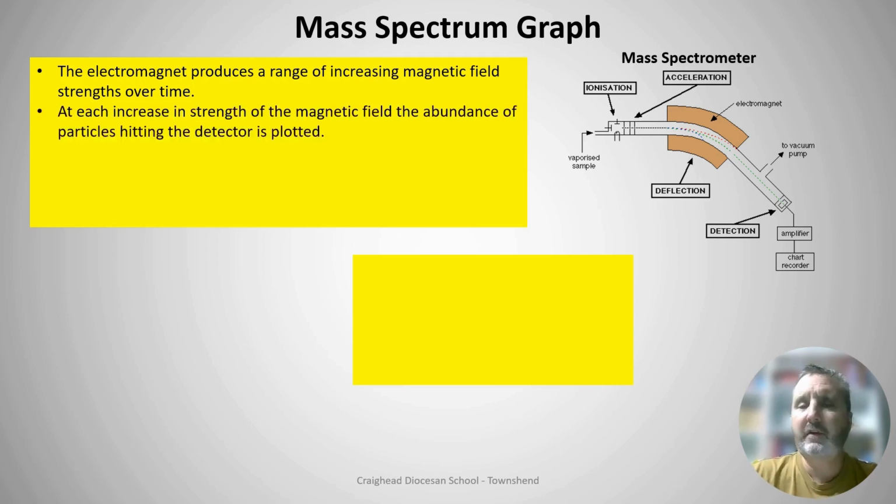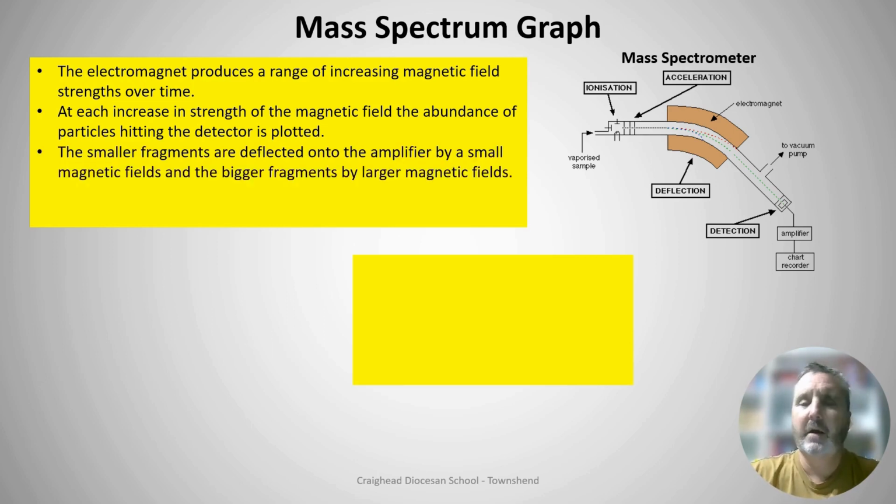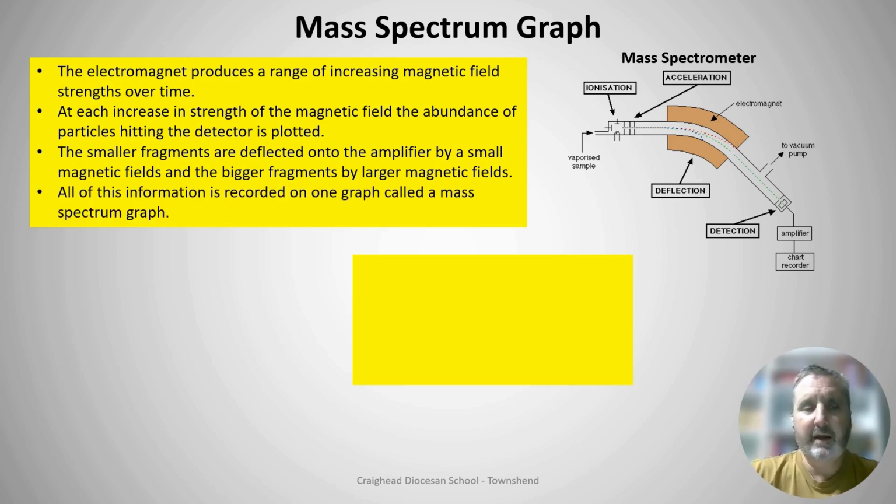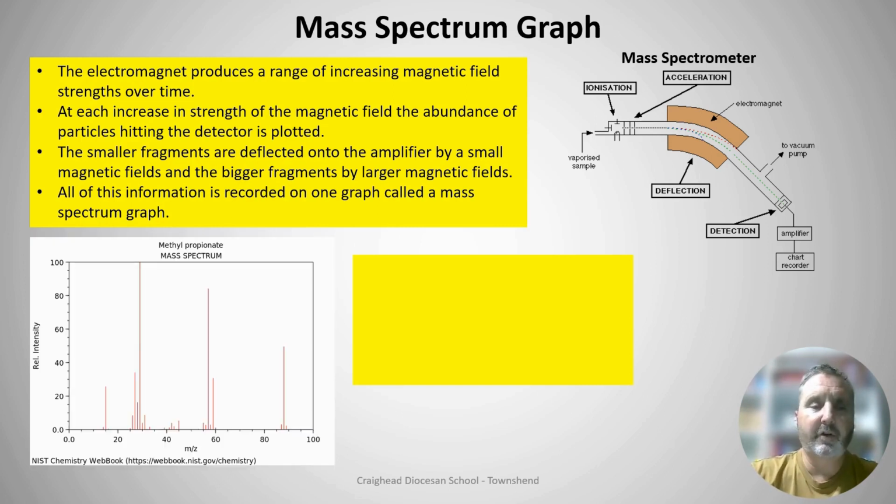So you can change the strength of the magnetic field, which will change the size of the particles that hit the amplifier. A small current, a small magnetic field, will deflect small particles onto the amplifier, a medium one will deflect medium-sized particles, and a large current will deflect the largest particles onto the amplifier. The amount of particles detected at different currents is plotted on a graph, and we end up with this mass spectrum graph here.